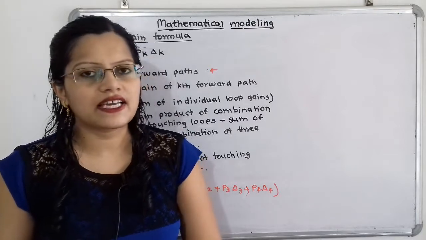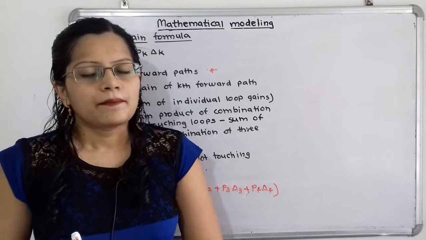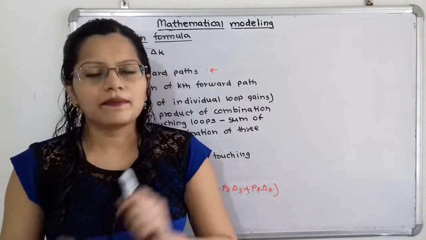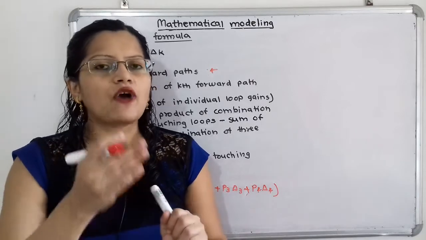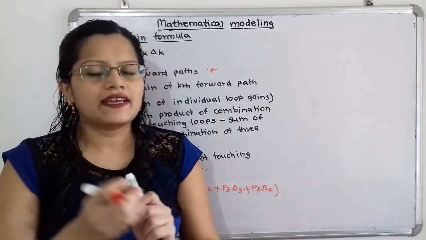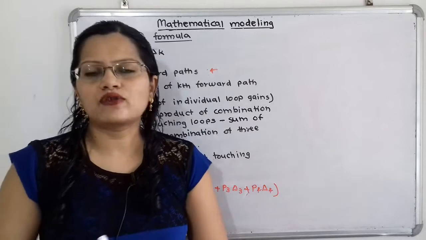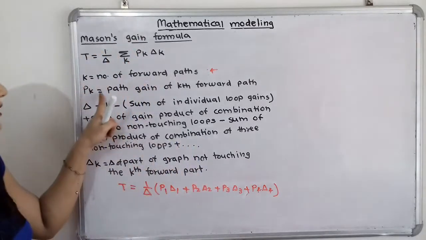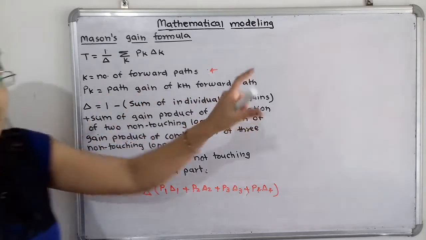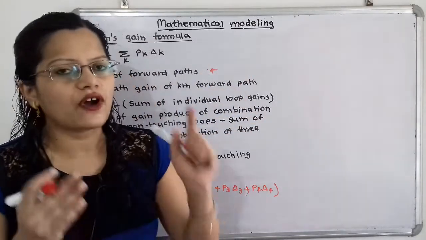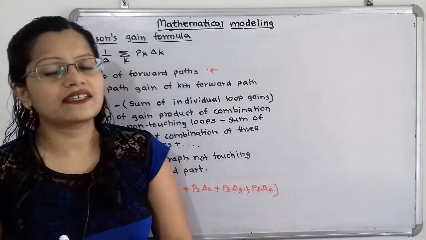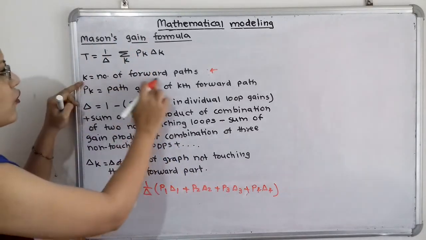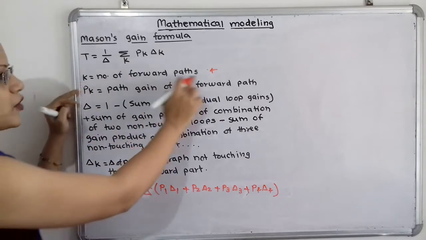So what is this path gain? Path gain is nothing but the product of the gain of the branches. So in that particular forward path, we have to see how many branches are there, find out the gain in those branches and take the product, and that is nothing but the path gain. Now if there is a given question, then from that given question, or we can say signal flow graph, we have to first find out the value of k, that is the number of forward paths.